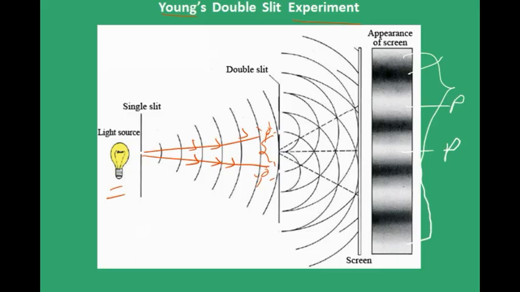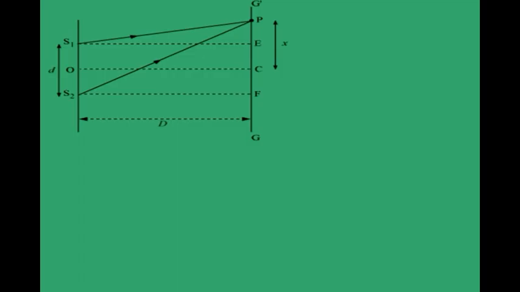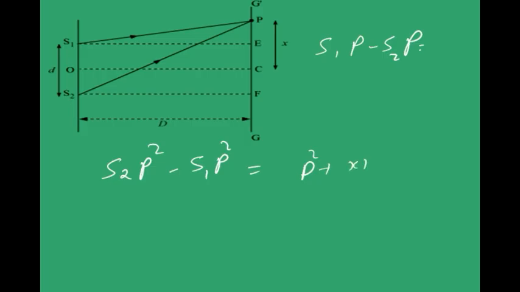Now let's try to formulate this. What is the path difference for a random point P, which is at a distance x from the center? Say it will be S1P minus S2P. Okay, how to calculate S1P minus S2P? Let us use this one. We will start with S2P square minus S1P square. Okay, S2P square is what? D square plus (x plus d by 2) whole square. This should give me S2P square, right?